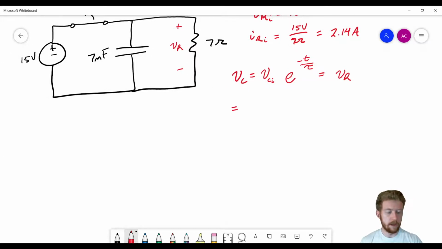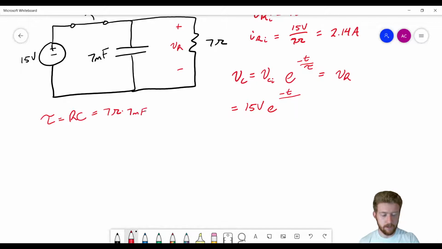Well, we know that the initial value is 15 volts. And then we have e to the negative t over tau. Well, what's tau in this case? Tau is still RC, because nothing has changed. It's still a resistor and a capacitor, so tau is going to be RC. In this case, that's going to be 7 ohms times 7 millifarads.